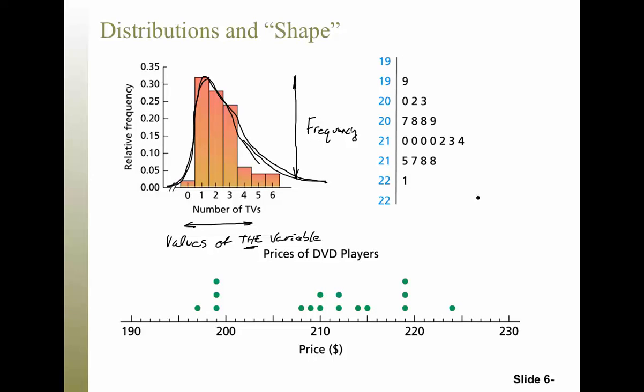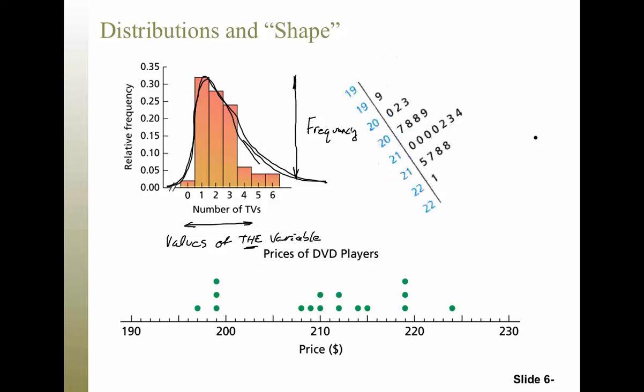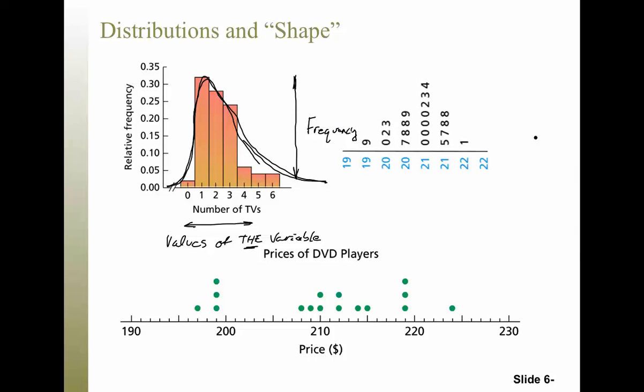All right, so what about this? Does this fit that pattern, the stem and leaf? Yeah, but it switched, right? So now our values of the variable are running up and down this way, and our frequency is running out to the right. So if you were to turn it, now it's the same. Again, we're going least value of the variable to greatest.